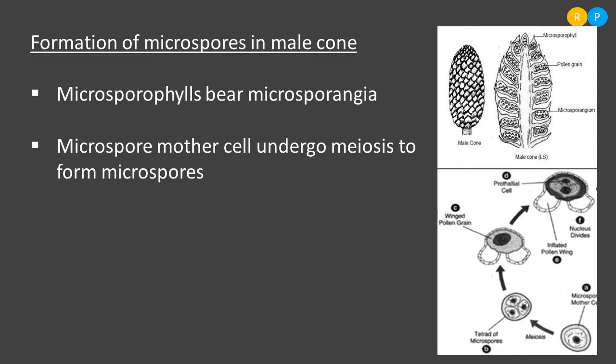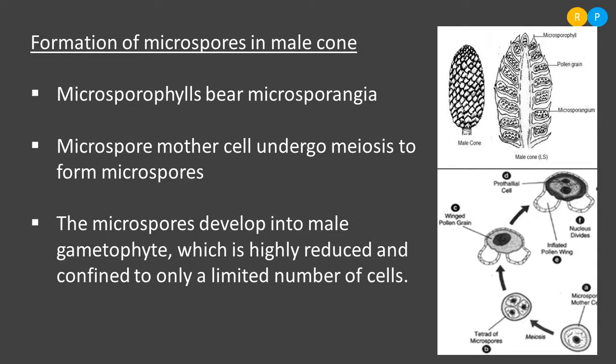So you have to understand each and every step here. Understood? Yes. So microsporangia consists of microspore mother cell. That microspore mother cell undergoes meiosis, that means reductional division, and forms 4 microspores. All the microspores are haploid cells. What is the next step? These microspores develop into male gametophyte. Understood, right? All the 4 microspores that are produced develop into a male gametophyte.